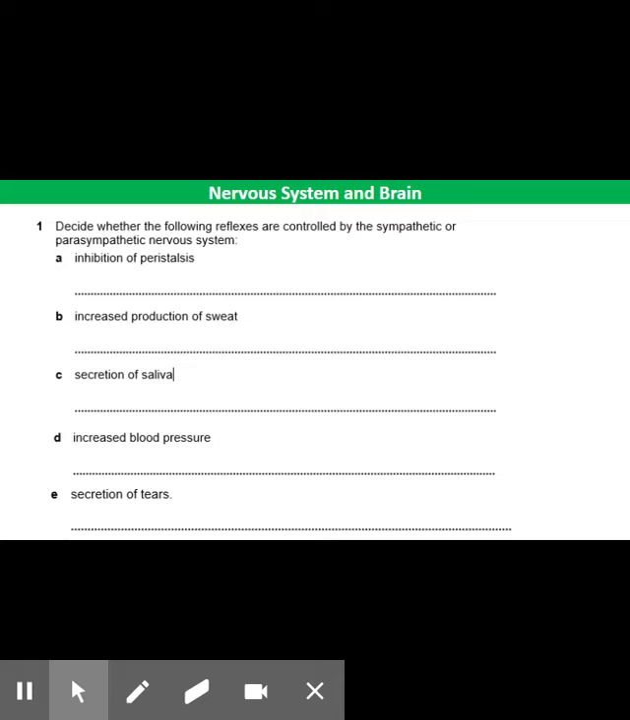So A is the sympathetic nervous system, likewise with B, sympathetic. C is parasympathetic. D is sympathetic. And E is parasympathetic.